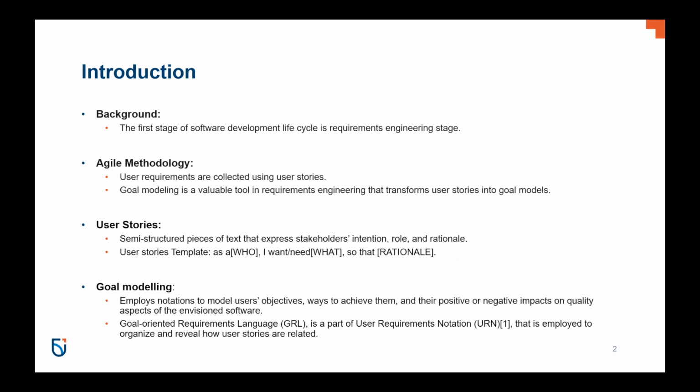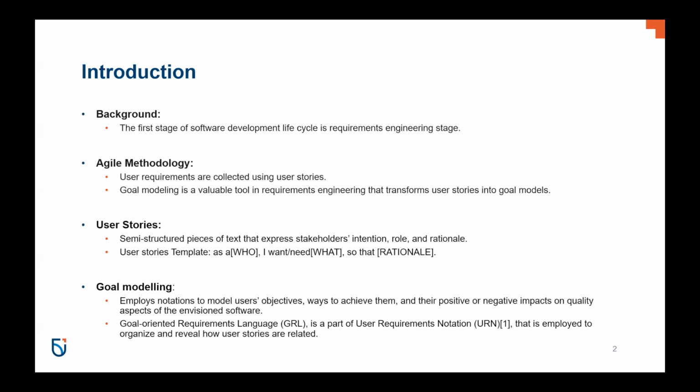A user story template takes the following format. As a who, I want or I need something so that, and a rationale is provided. It contains the what, which is the expectation from the envisioned system, who wants it, and why the feature is important. The fact that they are snippets of text written in natural language makes them easy to comprehend, and this has led to the widespread use of user stories for eliciting requirements.